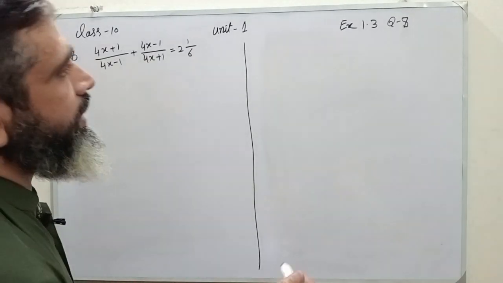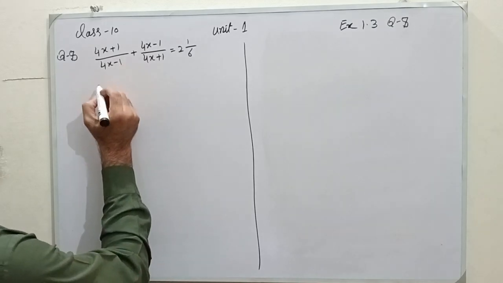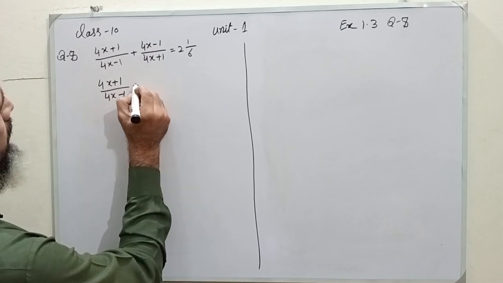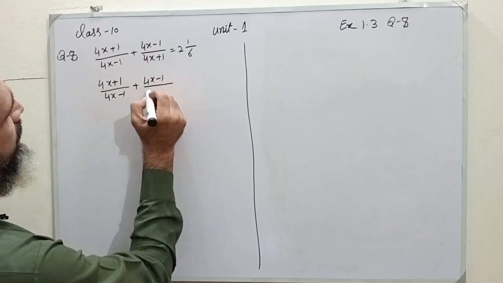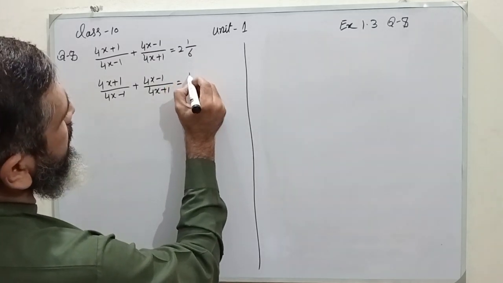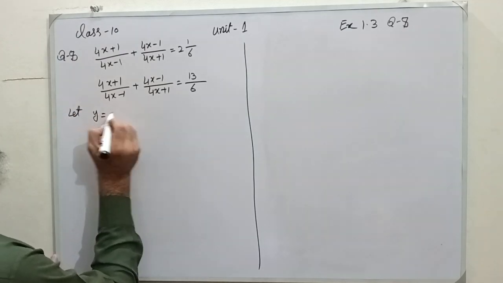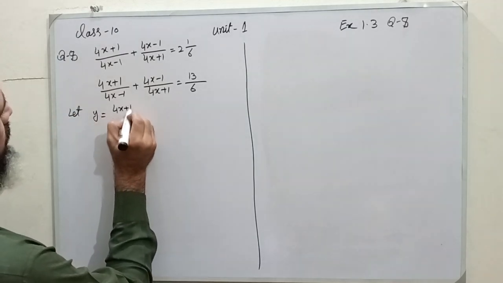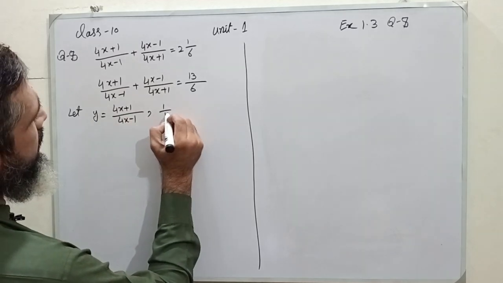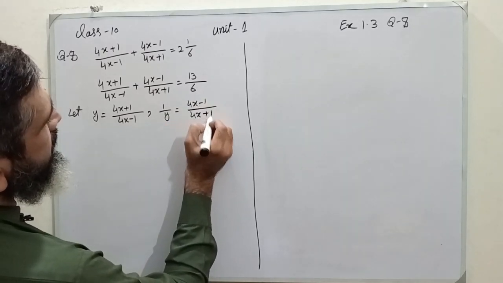Now we'll move towards question number 8 with the same second type of the equation. So here 4x plus 1 over 4x minus 1 plus 4x minus 1 over 4x plus 1 is equal to 6 2s are 12, 12 plus 1 is 13 over 6. Let y is equal to 4x plus 1 over 4x minus 1 and 1 over y is equal to 4x minus 1 over 4x plus 1.